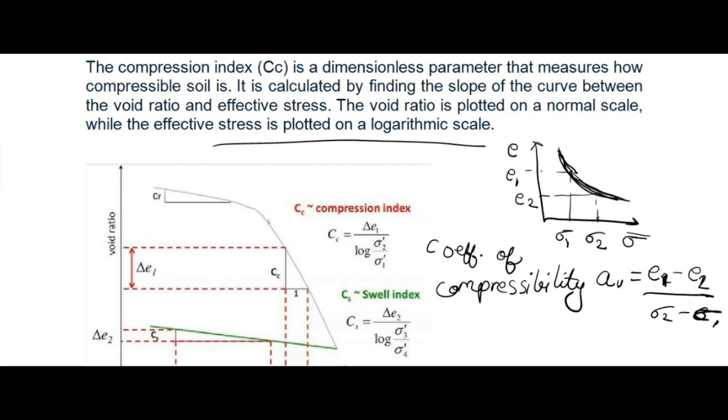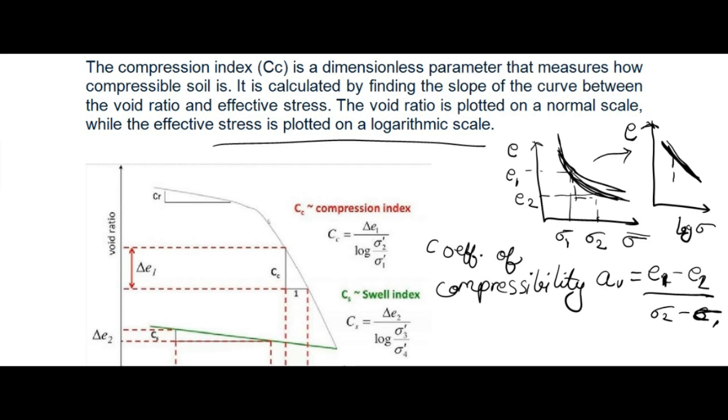But if we convert this particular curve into a straight line for ease of calculation, then again here is the effective stress on the horizontal axis and void ratio on the y-axis. So this horizontal scale becomes a logarithmic scale. This can be considered as log of sigma. So a_v is nothing but the slope of the actual curve.